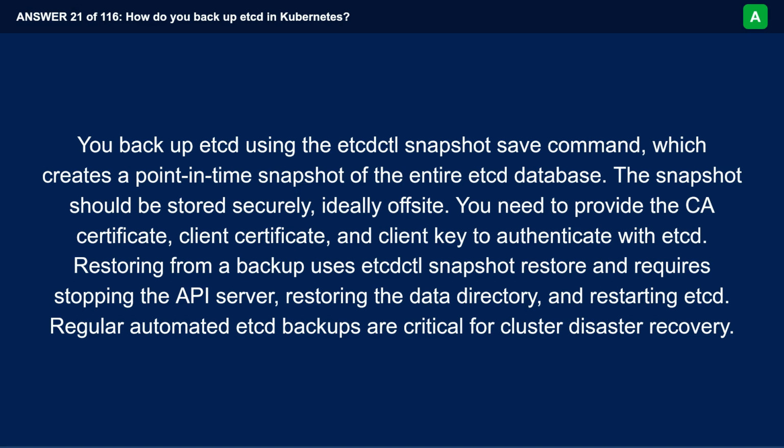Restoring from a backup uses etcdctl snapshot restore and requires stopping the API server, restoring the data directory, and restarting etcd. Regular automated etcd backups are critical for cluster disaster recovery.